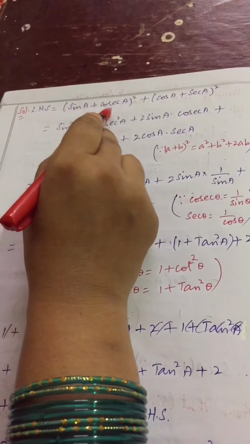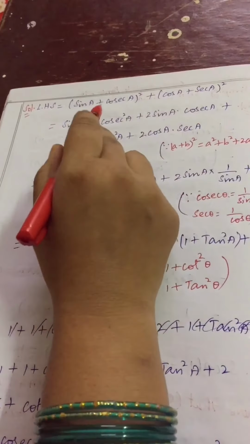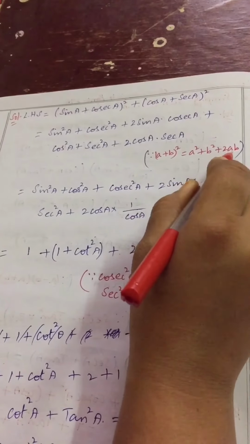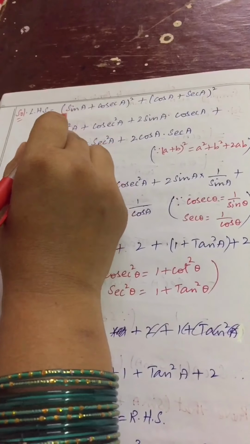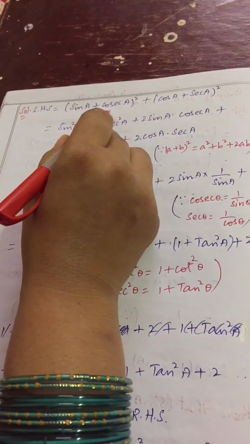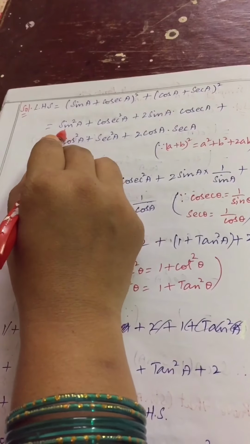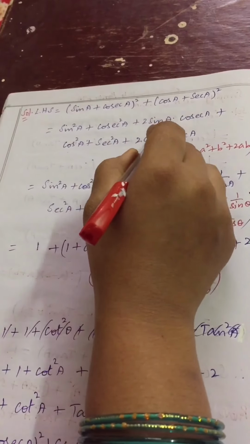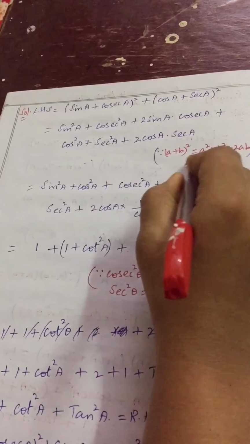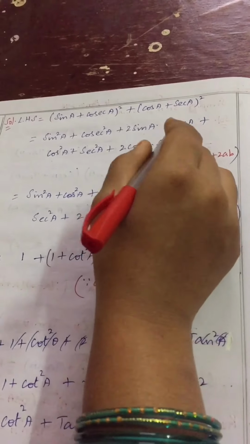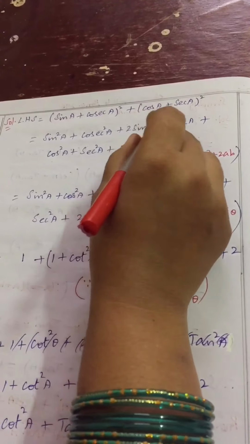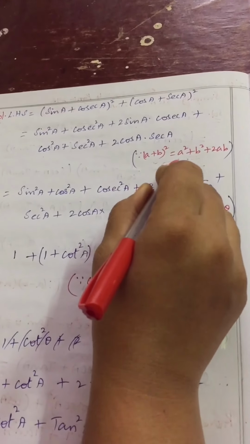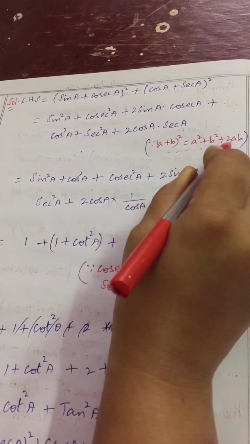It is looking like a plus b whole square, so we write it in the same formula. A plus b whole square is nothing but a square plus b square plus 2ab. In the first term a is sin a and b is cosecant a. So a square means sin square a, plus cosecant square a, plus 2 into sin a into cosecant a. We are writing in the formula. Am I clear children? The second term also, cos a plus secant a whole square, again we should write in the same formula, a plus b whole square, that is nothing but a square plus b square plus 2ab.